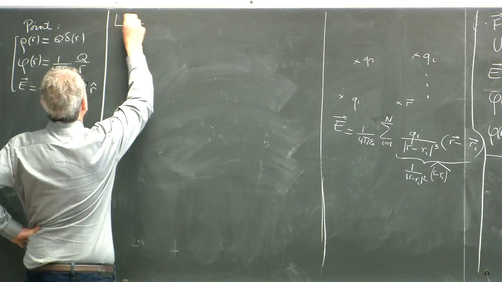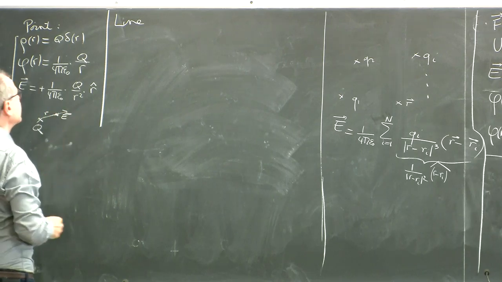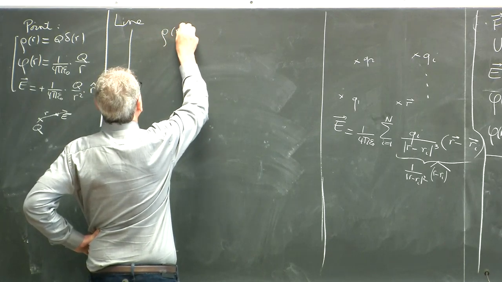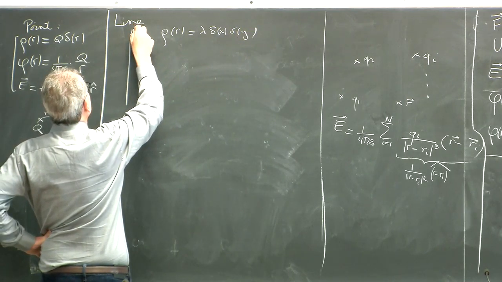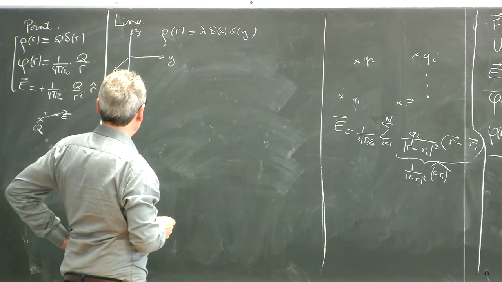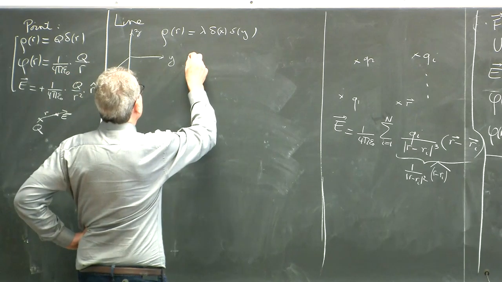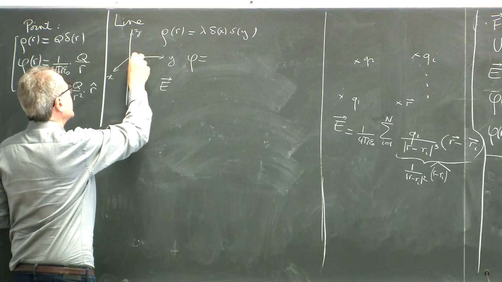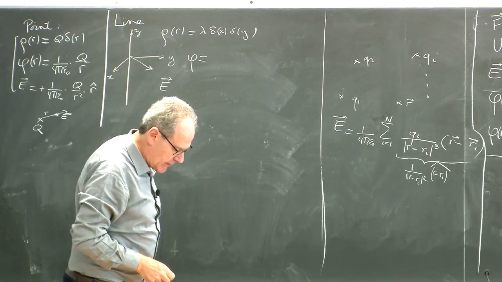Then if you have a line, so the point is like this, right? You have Q here, and you look at a certain distance R. Now, you can have a charge line. A charge line is defined by a linear density, rho(r) equals lambda delta(x) delta(y). So if the line is along the z-axis, here you have x, here you have y. So the density is given by this. Lambda is the so-called linear charge density. Then the potential, I will write it after, and the electrostatic field. The electrostatic field is perpendicular to the z-axis, it's parallel to the plane here.